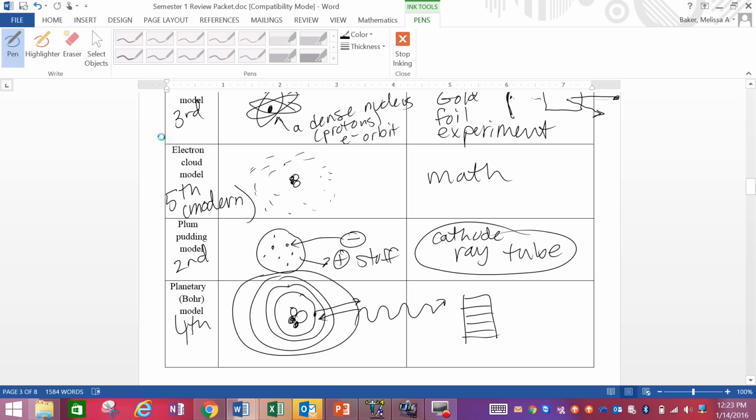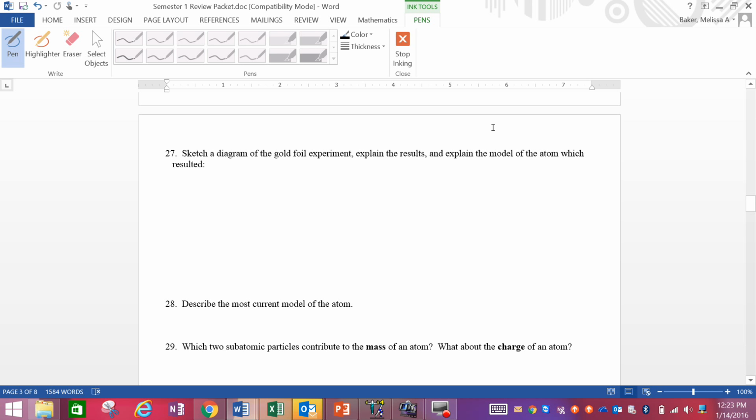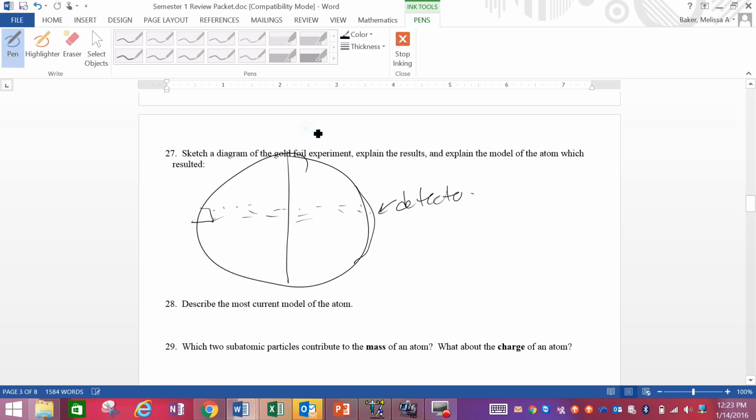All right, last page. I kind of already talked about this, the gold foil experiment, so I'm just going to quickly sketch this again. They had a piece of gold foil in the center, and they were shooting alpha particles, and most of the time the particles went straight through the foil and hit this detector. But once in a while they would shoot one and it would hit the small dense nucleus and ricochet back, and they would detect it on this side. So this taught them that atoms are mostly empty space, but they have a small, dense nucleus in the center.